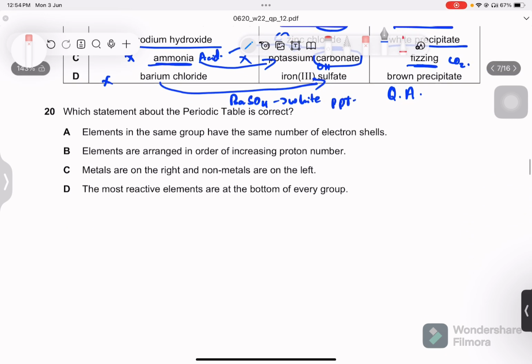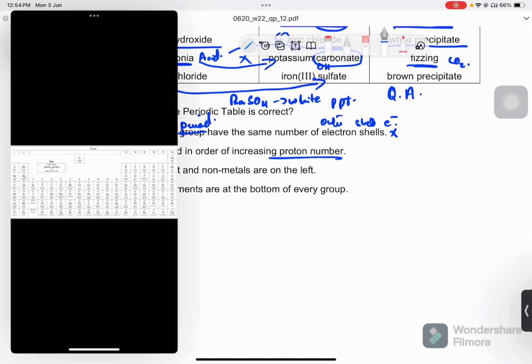Next, which statement about the periodic table is correct? Elements in the same group have the same number of electron shells. No. Elements in the same period have the same electron shells. Elements in the same group have the same number of outer shell electrons. Electrons in the outer shell are the same. Elements are arranged in order of increasing proton number. So yes, this is correct. Proton number increases if you look at the periodic table.